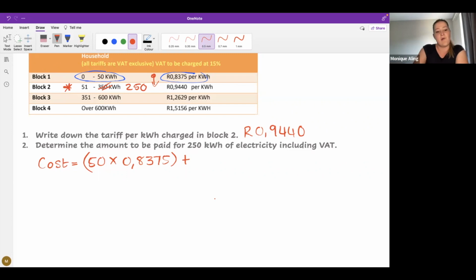Plus, we go to our next range. We end at 250, but remember, we're going to say 250 minus the 50 we've just been charged for. So that means we're only going to have 200 kilowatt hours in this block. So I'm going to say 200 times the price of block 2. And because in Maths Lit we get lots of method marks, we're going to show all our working out.